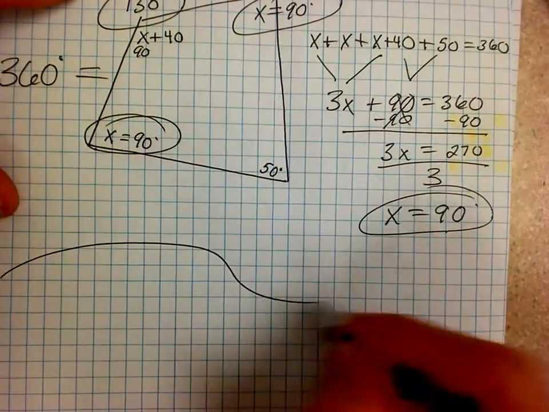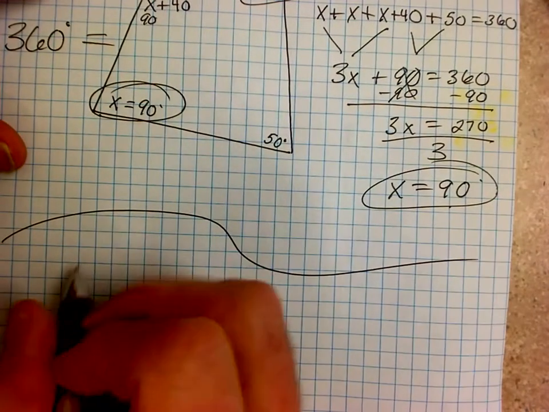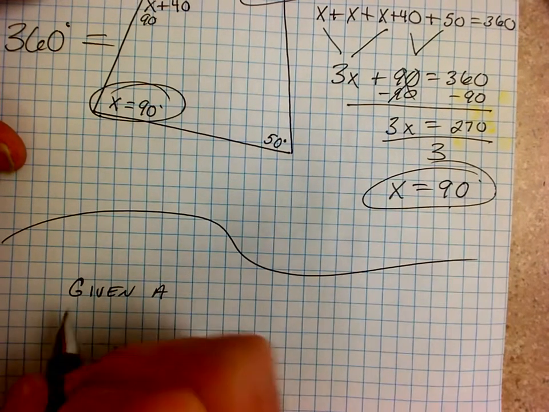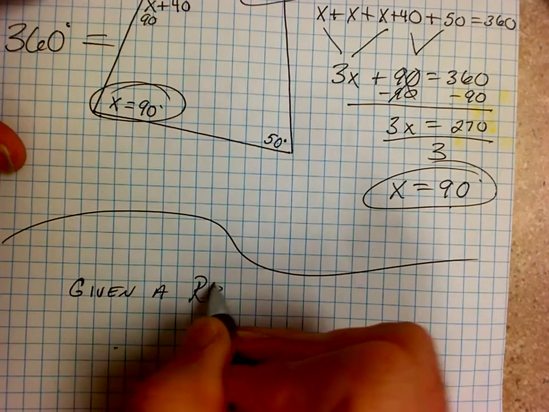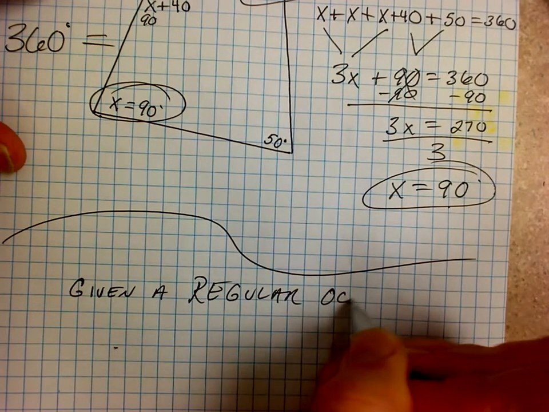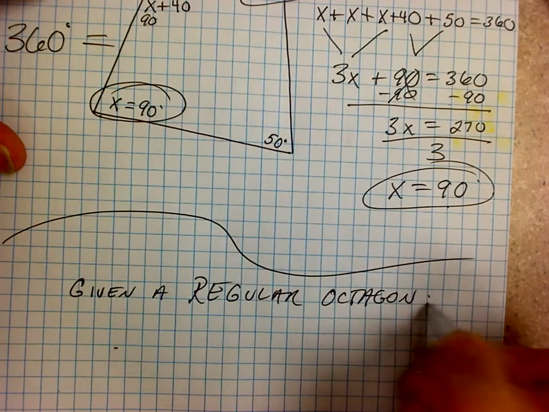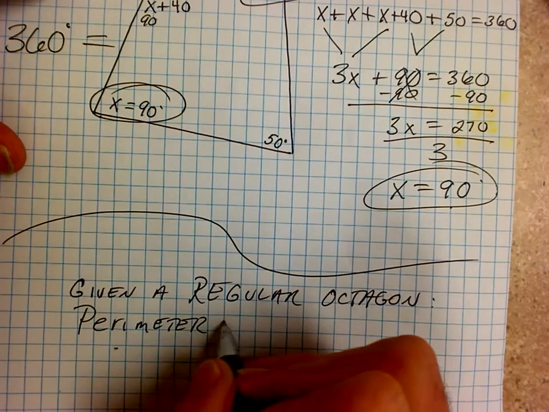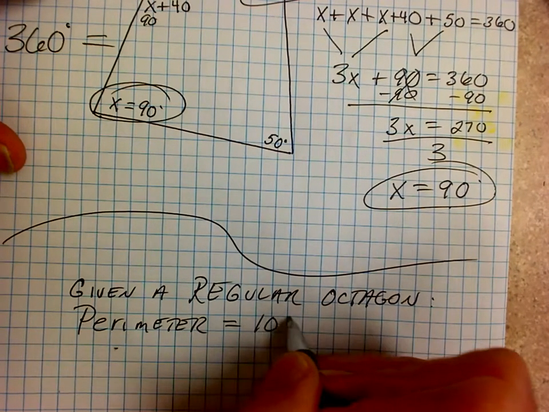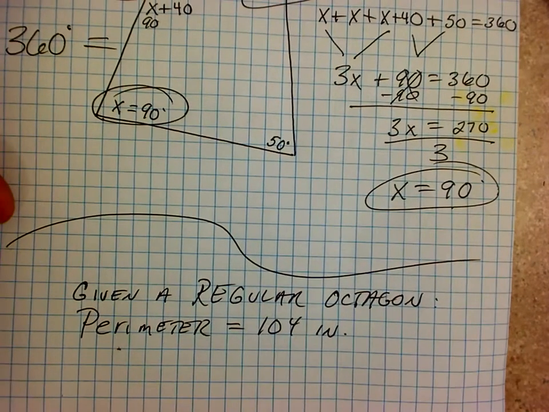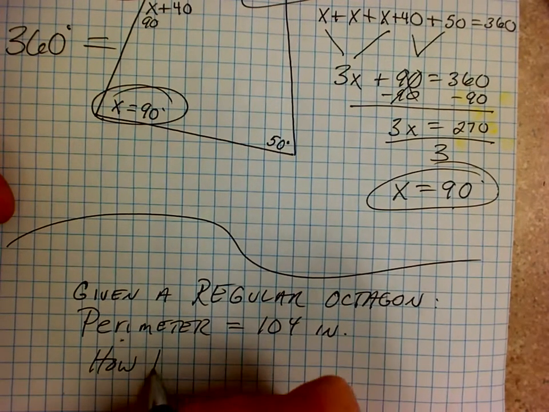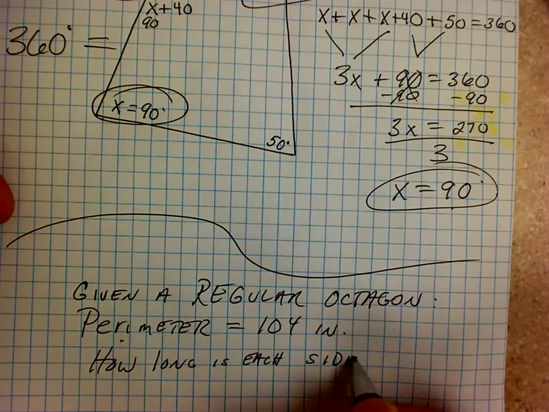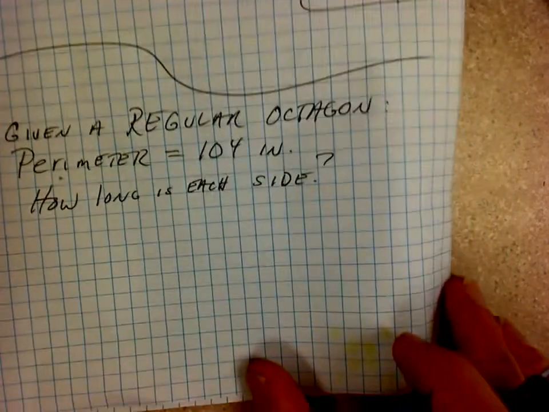Okay, some regular polygon stuff. Let's say that we are given a regular octagon, and let's say the perimeter of this is 104 inches. So the question is, how long is each side? How long would each side need to be?